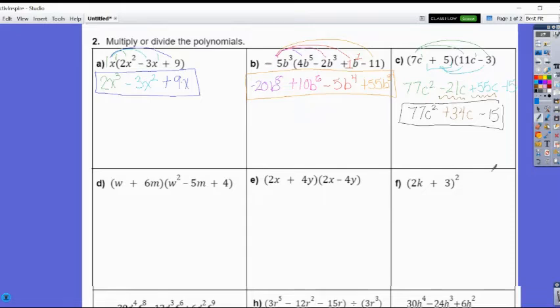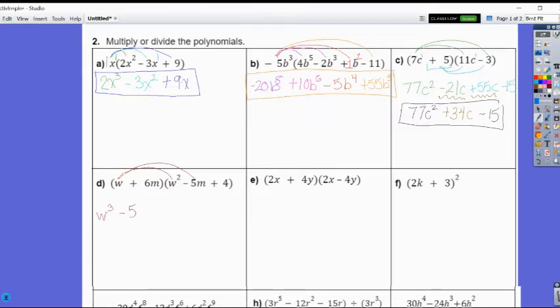Right down below that with our line for D. So I've got 2 terms in a binomial times 3 terms of a trinomial. So each one is going to have to multiply. So w times w squared to start us off is w to the third. When we multiply, we add the exponents. W is going to have to multiply down to the negative 5m.